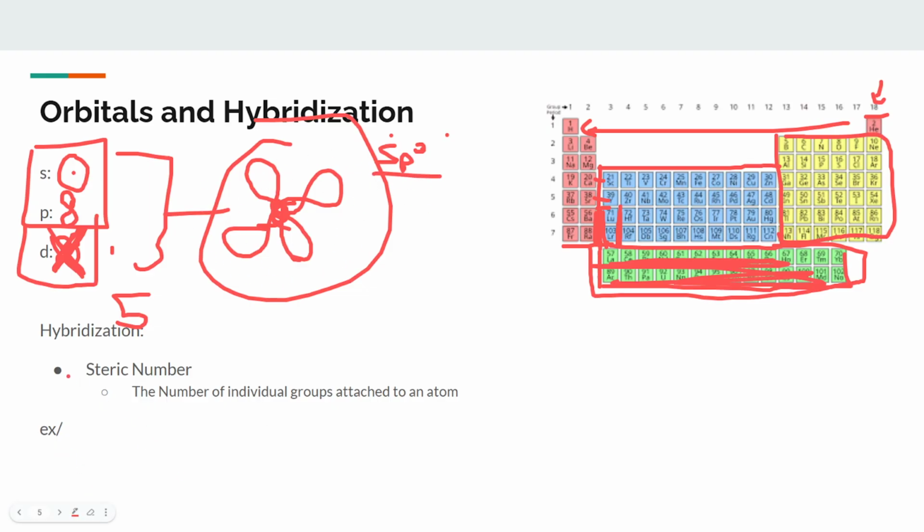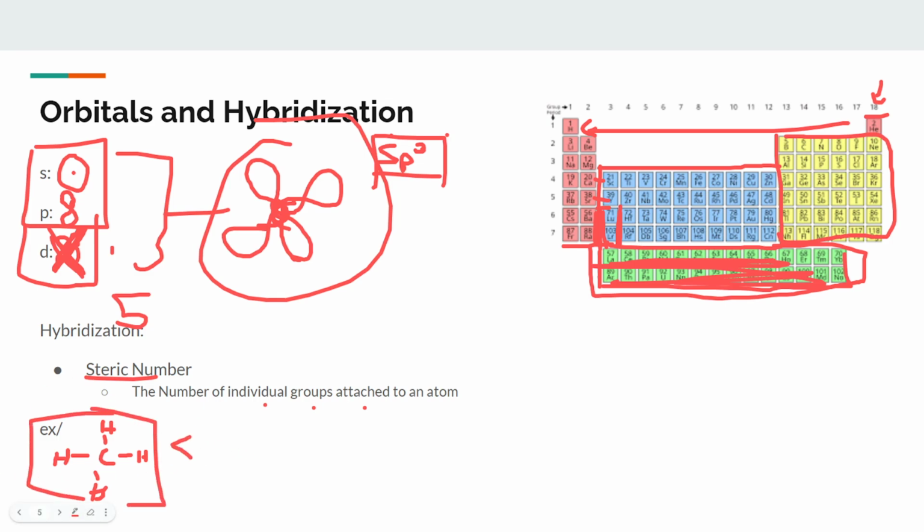And to figure out this number, we have the steric number, which is just the number of individual groups attached to an atom. So for example, let's just say methane here. This is going to be SP3 because it's attached to 1, 2, 3, 4 atoms. It's connected to 4 atoms.